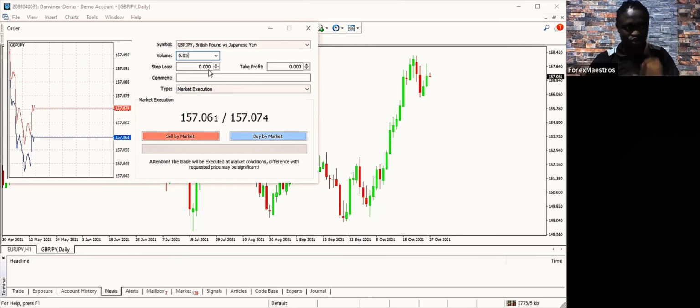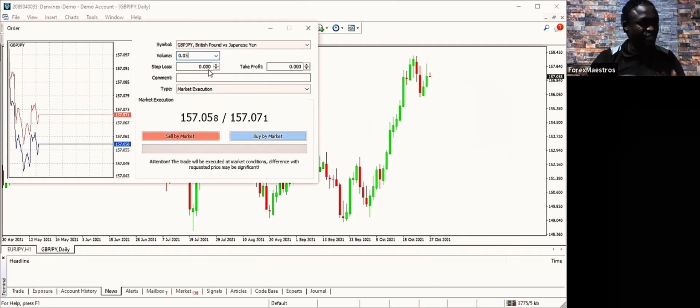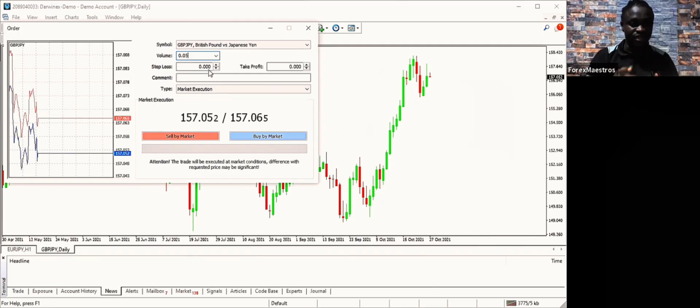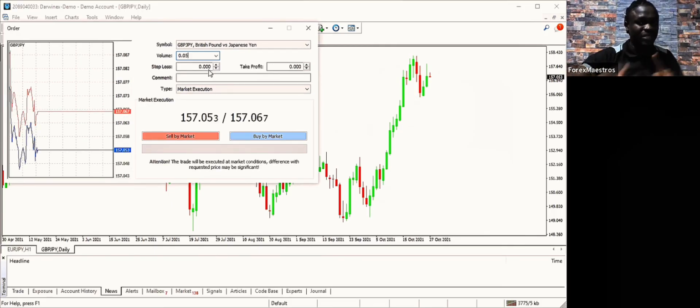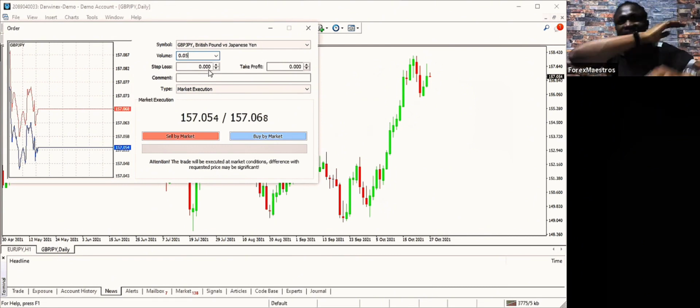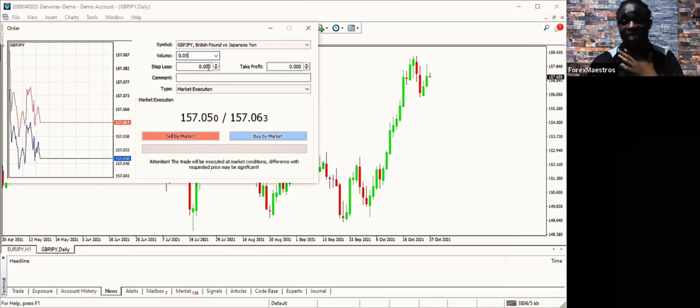But in case this market doesn't go, based on my analysis, not assumptions, not prediction, we don't predict. You do your market analysis, and you will learn about market analysis. In case this doesn't go according to my analysis, this is the price, the minimum I want to lose, which is why your lot size is important also. Your lot size, your volume, and your stop loss. That is what it is.